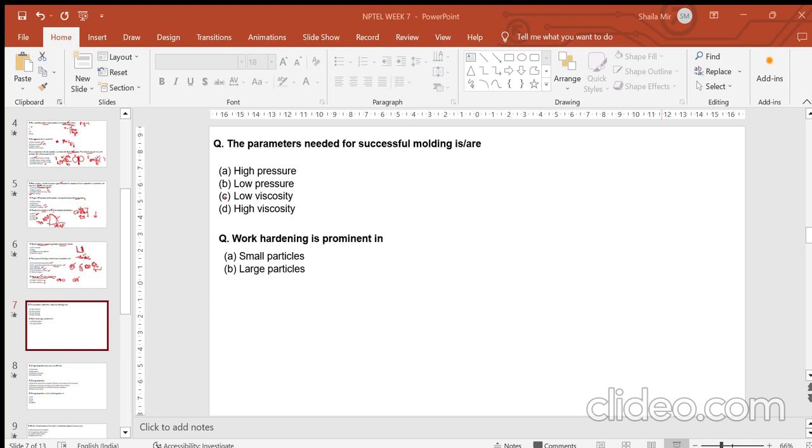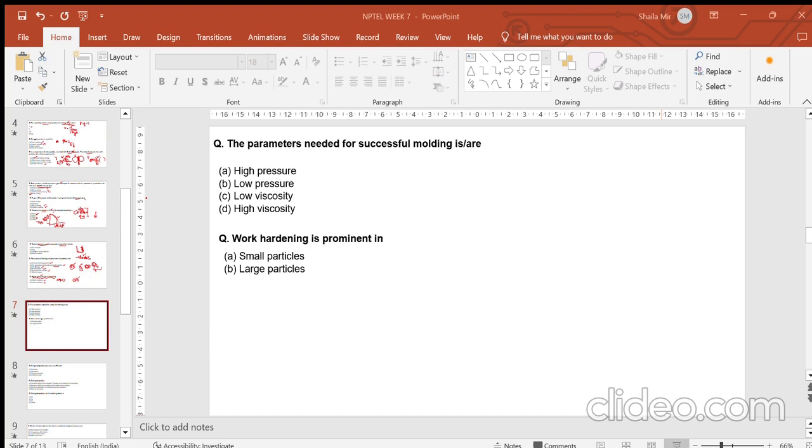So always when you have a smaller particle, because of the higher surface energies, higher interparticle friction is possible. Higher interparticle friction will result in larger deformations, and those deformations will result in work hardening of the material. So always small particles will be more work hardened as compared to large particles.